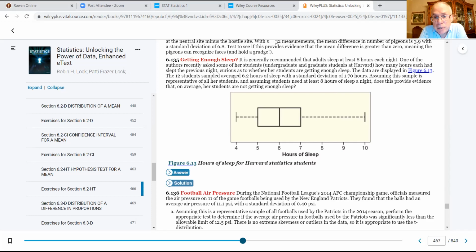And we want to see if there's enough evidence to conclude that students get on average less than 8 hours. All right, so again, we'll assume the assumptions are met. We have our null and alternative hypothesis, and now we're going to do our hypothesis test. So we have to do our test statistic. Notice in this problem, the only information that's given about the standard deviation is the sample standard deviation, not the population standard deviation.